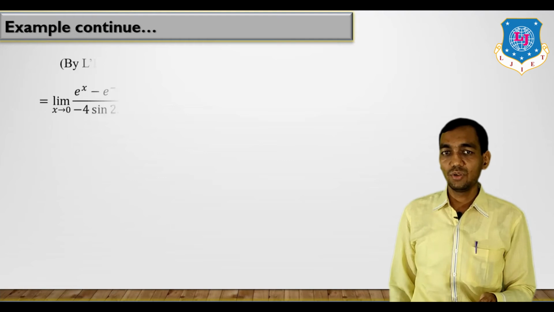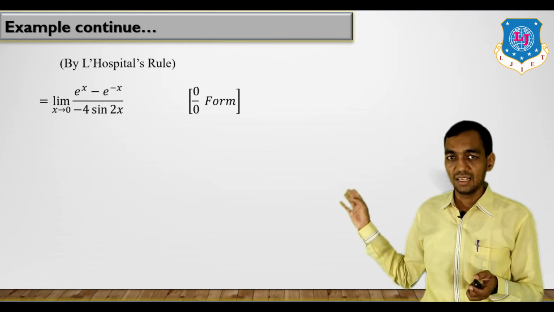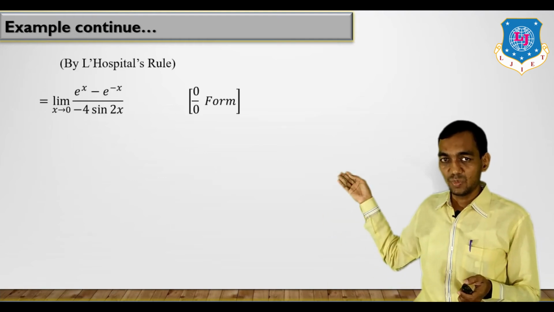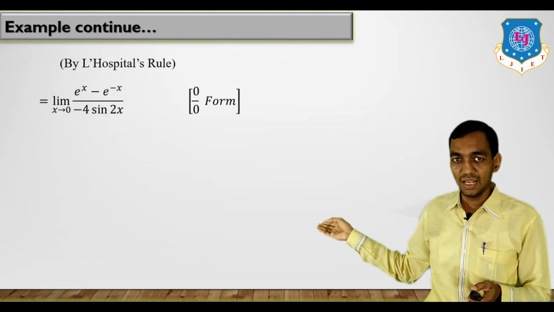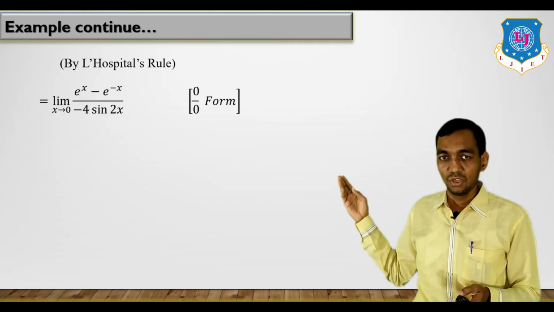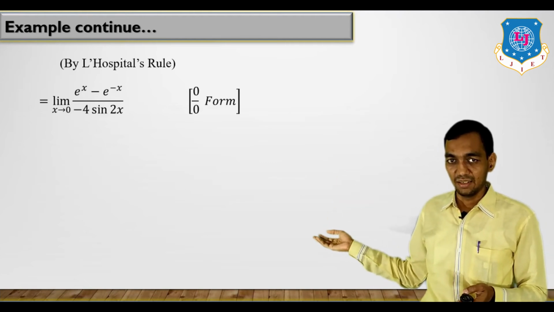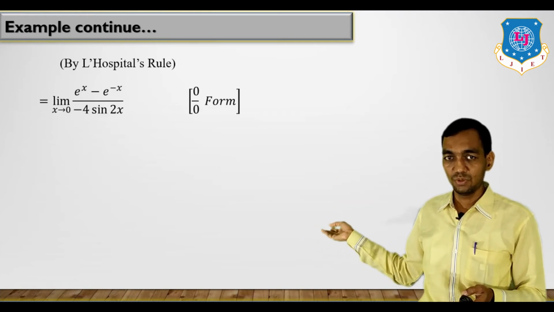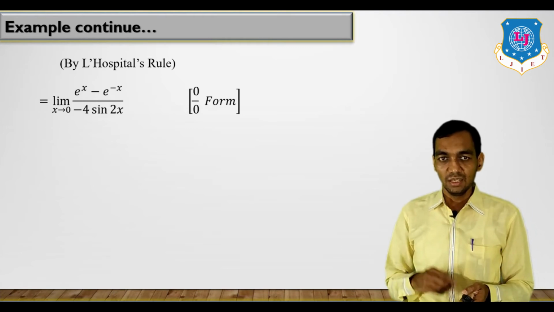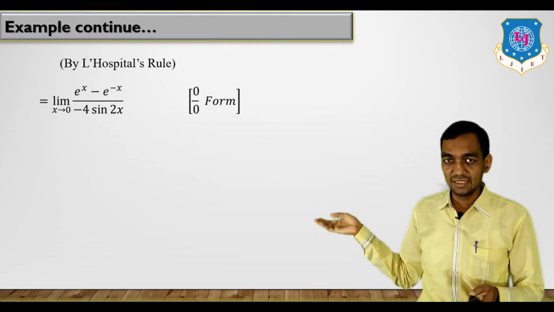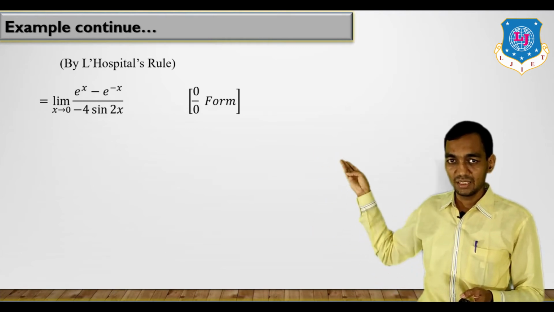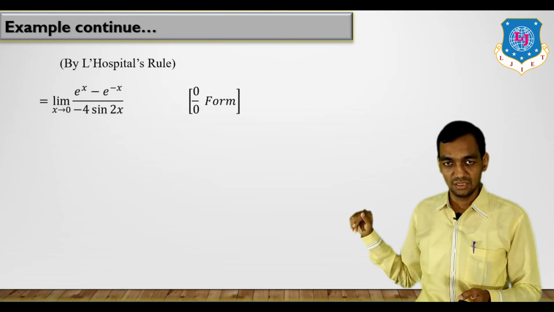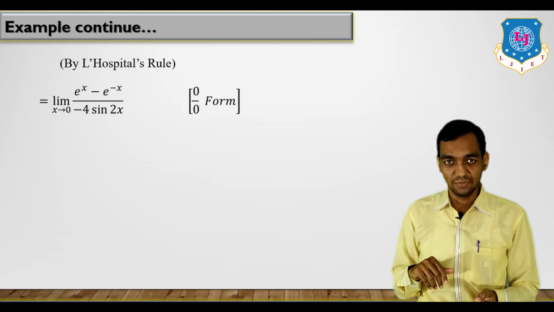So again we are going to apply L'Hopital's rule, and that will give you e raised to x minus e raised to minus x divided by minus 4 times, because cos has a derivative minus sine, into 2, that will give you minus 4 sin 2x. If you are going to apply the limit, then still it is 0 by 0, because 1 minus 1 divided by 0, that means 0 by 0 form is there.